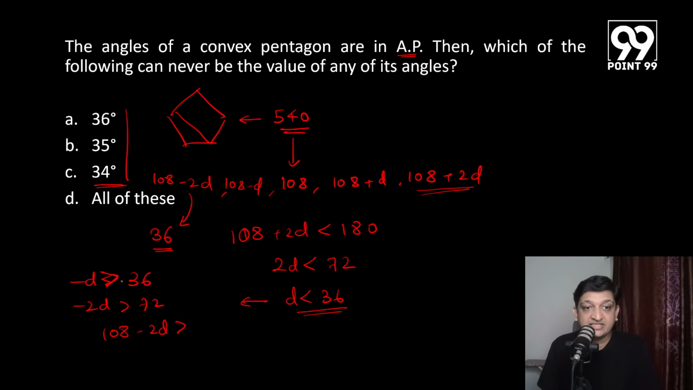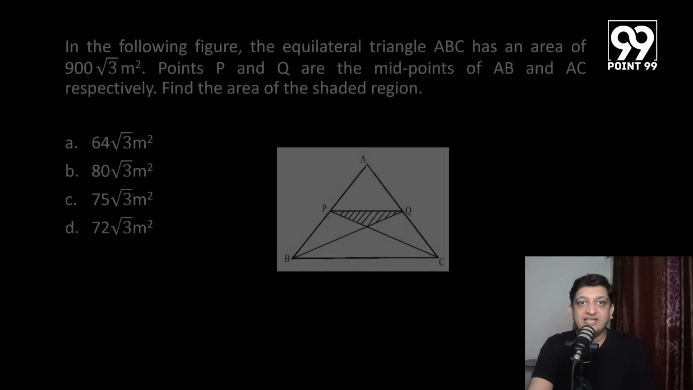So sorry, minus D is greater than minus 36. Minus 2D is greater than minus 72. So if I am adding 108 to both sides, 108 minus 2D has to be greater than 36. So the smallest angle that I have has to be greater than 36, which means that 36, 35, 34 are all not possible, and so can never be the value of any of the angles of this pentagon that we are looking at. Let's look at the next question now.